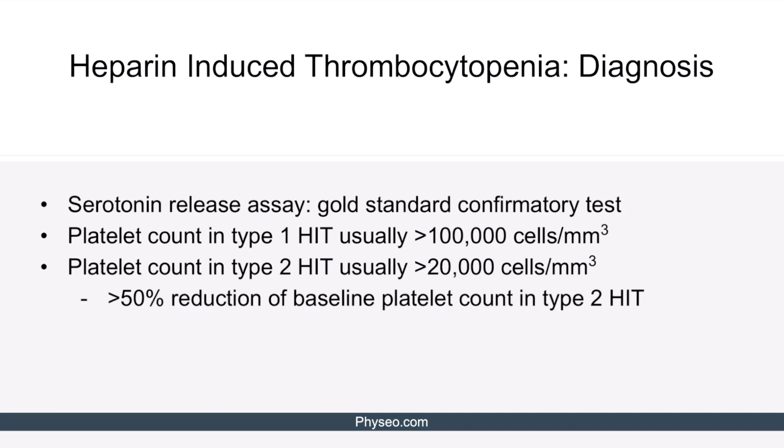The gold standard confirmatory test for the diagnosis of heparin-induced thrombocytopenia is a serotonin release assay. Additionally, the platelet count in type 1 HIT is usually greater than 100,000 cells, while it is greater than 20,000 in type 2 HIT. Finally, type 2 HIT is characterized by more than 50% reduction in baseline platelet count.